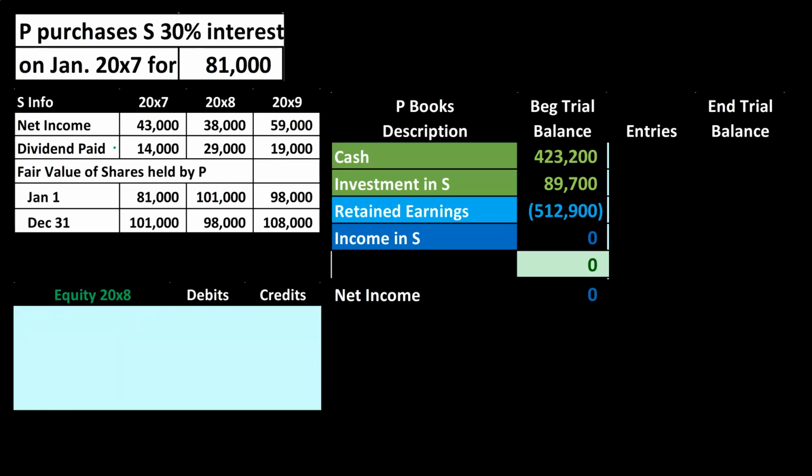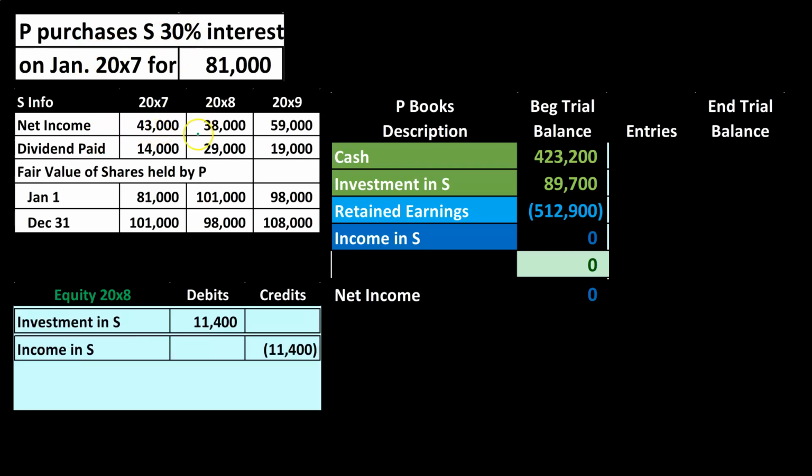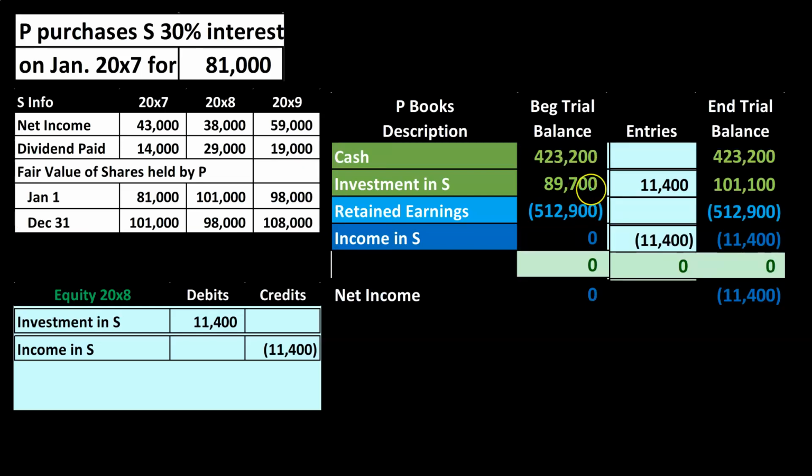Next year, same kind of process, right? We don't have the purchase happening now, so we don't have the original purchase, but we're still going to have these two things happening, income and the dividend that's going to be paid. So we're going to take our portion of the income for the 38,000 now, 30% of that, 11,400. Investment's going to go up by that 11,400. We're going to record income of that 11,400. And then if we post this out, the investment now going up 89,700 plus the 11,400, 101,100. And we could see that the income in S is going up.